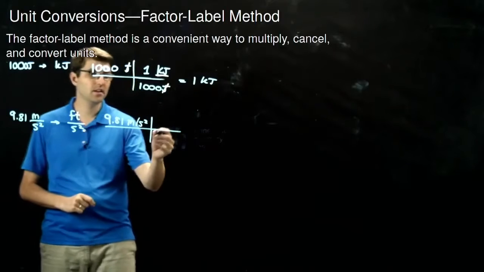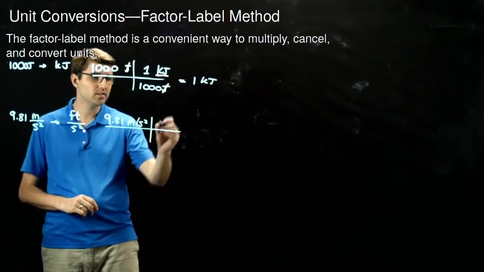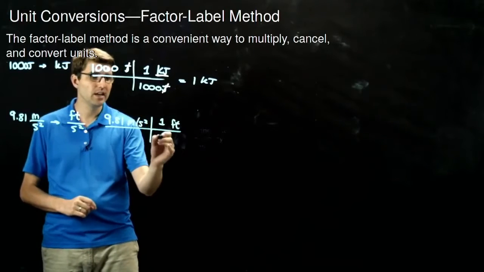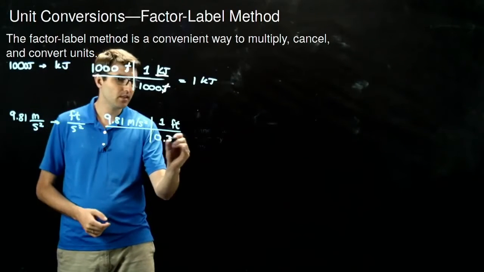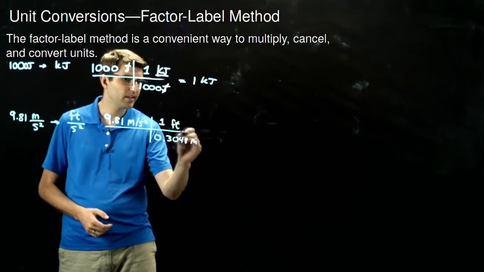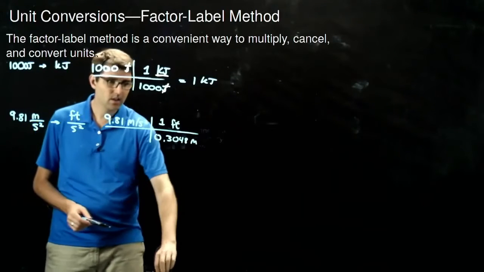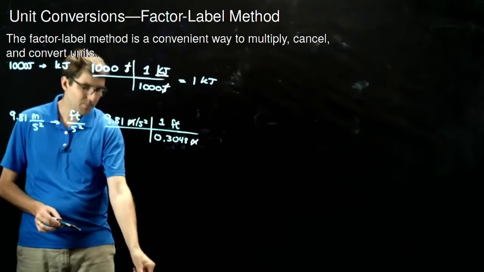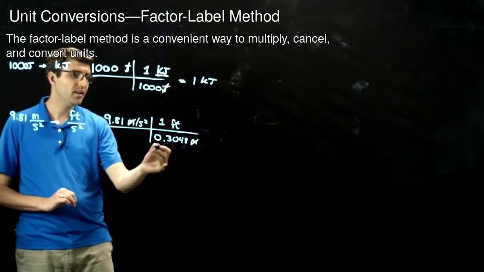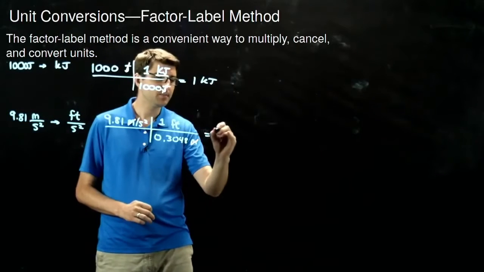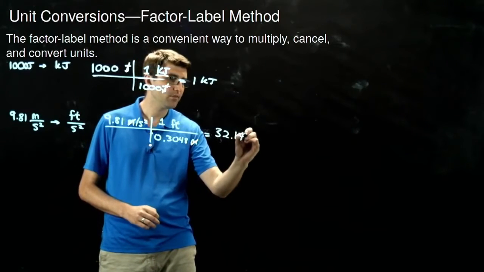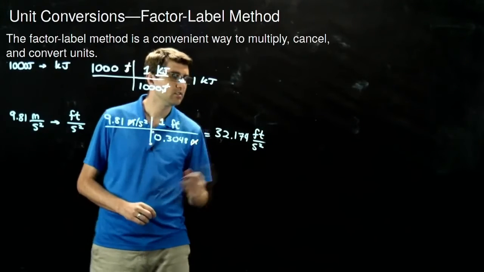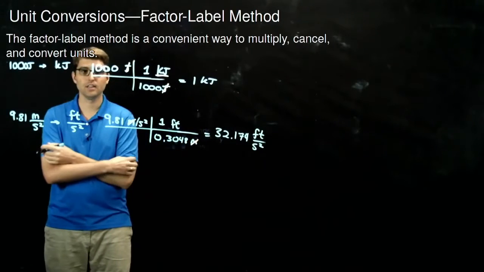I know that 1 foot, I'm going to put feet up here on the top because that's what I'm going for. And on the bottom, I'm going to replace this with meters. Or I'm going to cancel out the meters. Okay? So now I have meters canceling with meters. The seconds squared are going to stay the same. Dividing 9.81 by 0.3048 gives me 32.174 feet per second squared. Okay.